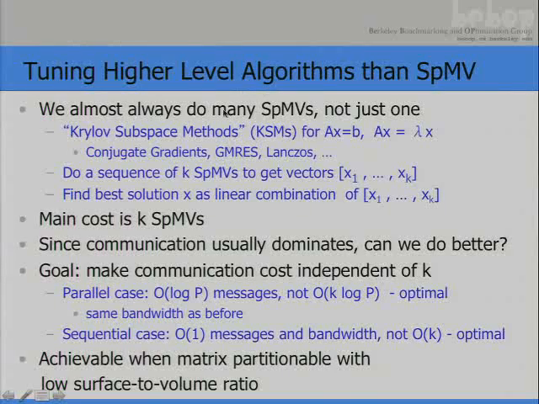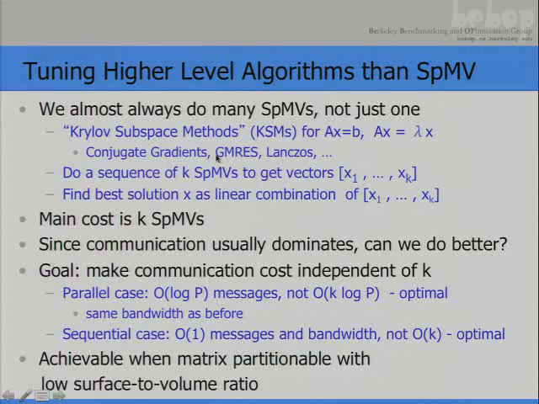So we're almost always going to do many sparse matrix vector multiplies, not one. The class of algorithms that do that include well-known ones like conjugate gradient, GMRES and Lanczos. They're all called Krylov subspace methods, both for solving Ax = b and for solving Ax = lambda x. What you do is you give them a starting vector, an x1 or an x0, and you're going to do a sequence of k sparse matrix vector multiplies to get a sequence of vectors. Each of these comes from doing one sparse matrix vector multiply.